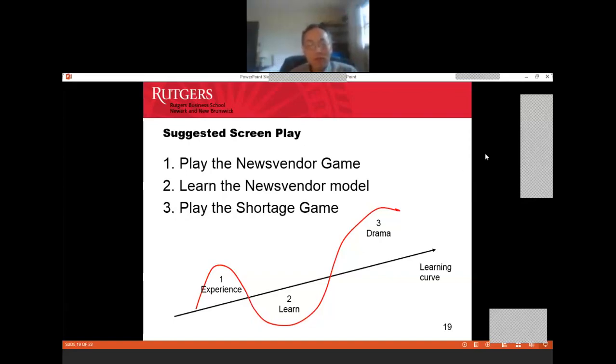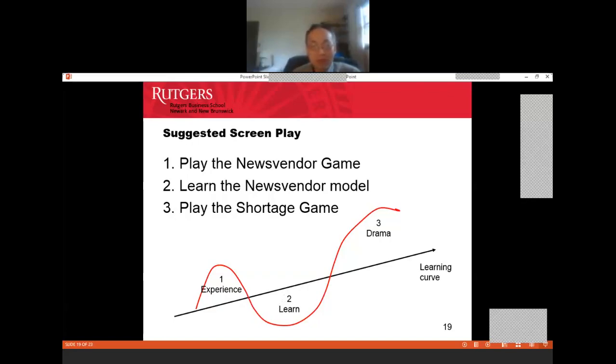I will first play the Newsvendor game by setting enough supplies, and students can experience the uncertainty, and they'll be able to understand demand uncertainty and how to make decisions under an uncertain environment. Then you teach the Newsvendor model. So that's the time they learn. They're going to make a lot of mistakes in playing the game. And then you tell them the Newsvendor model, how to order optimally.